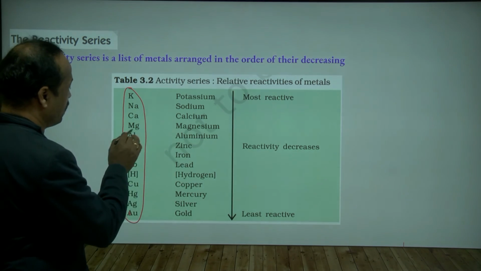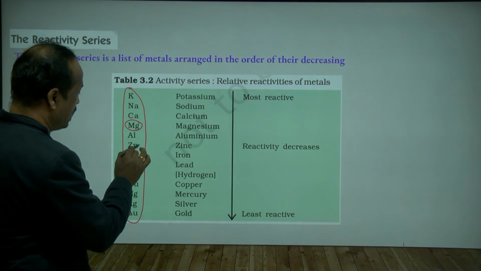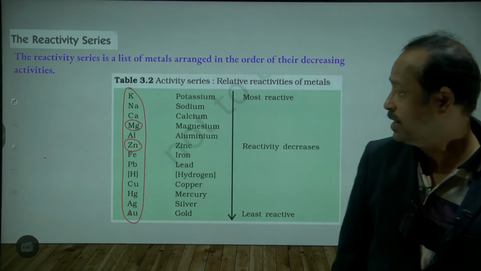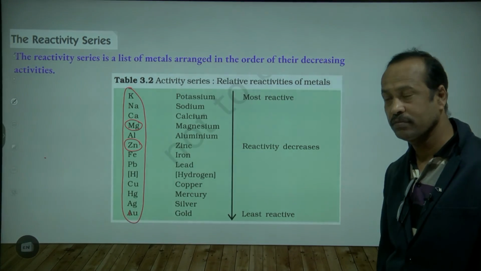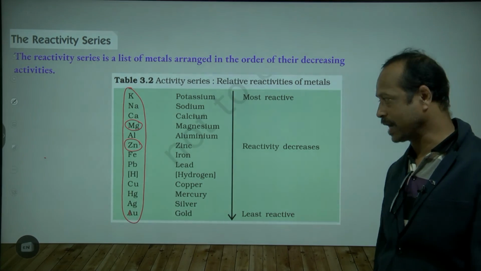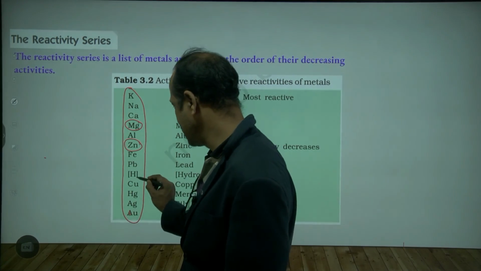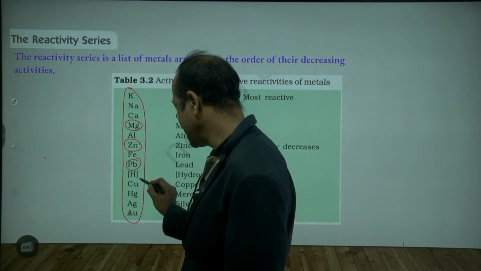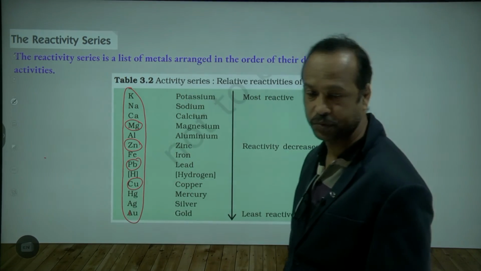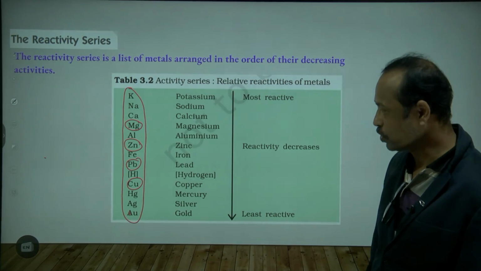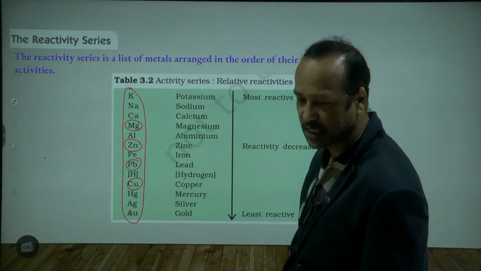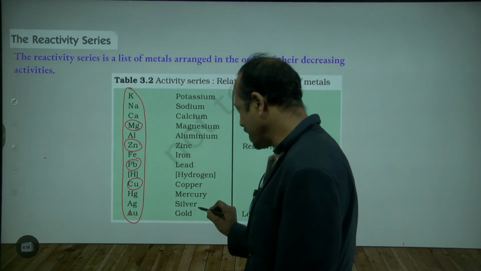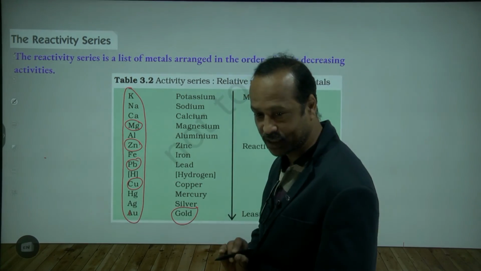Yes, sir. Now, for example, if I say magnesium and zinc, these two are there. Among only these two, which is more reactive? Magnesium. Magnesium is more reactive. Now I will take lead and copper. In this, which is more reactive? Lead. Lead is more reactive. Now among all of these, which is the least reactive? Gold. So gold is the least reactive. Is this clear to you?